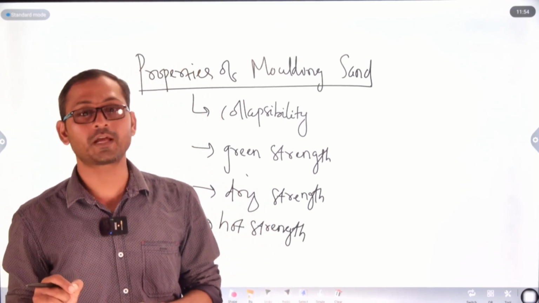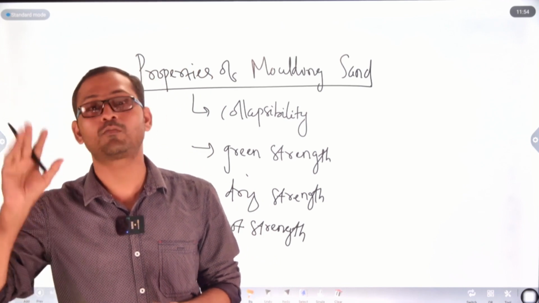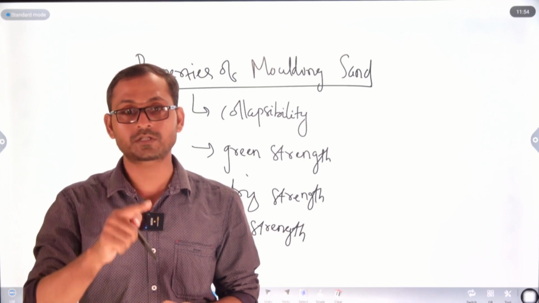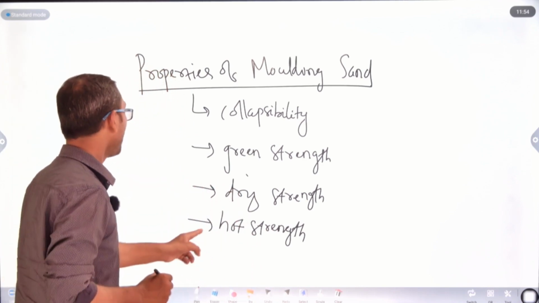In case of hot strength, there is no moisture present in the molding sand. Without moisture, it has to maintain the dimension of the mold cavity. This is called the hot strength.